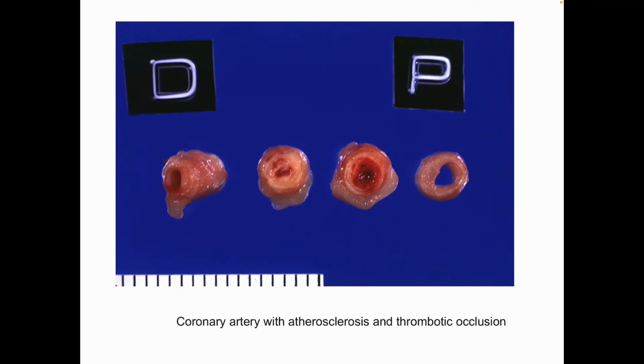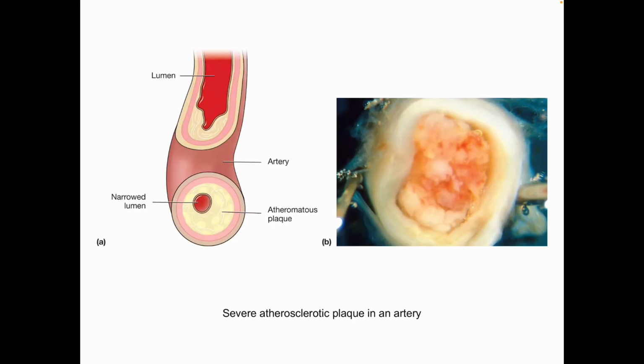You can see here some coronary arteries, and you can see this one here is blocked by plaque. All that yellowy material is plaque. This one here is blocked by a blood clot, a thrombosis that has occurred when the plaque has ruptured. This picture here on the right hand side shows severe atherosclerotic plaque in an artery where the lumen is virtually completely blocked by the plaque.